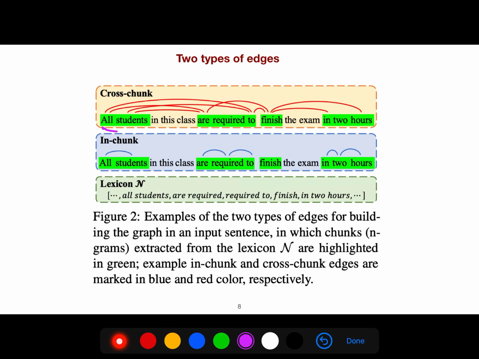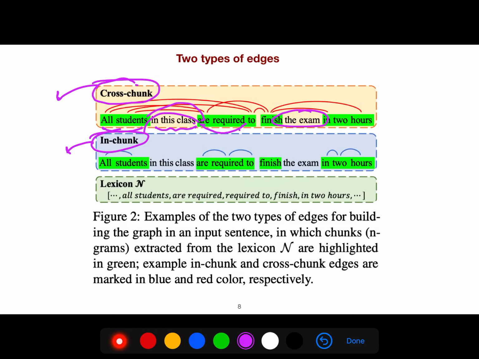That's why it says all students should come together. Are required should students are. So you see there is a gap here because we can modify it and we add more details. That's why we have two types of edges: cross chunk and in chunk. In chunk is usual. It is trained like the engram suggests, but cross chunk says although our engrams are the same, sometimes we add some new words. That's why it makes our engrams look different.